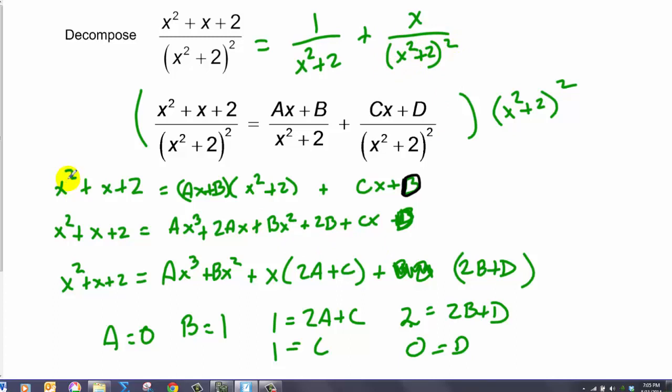So there are all 4 situations you might have of linear, repeated linear, quadratic, and repeated quadratic factors of denominators in an initial fraction which we want to decompose.